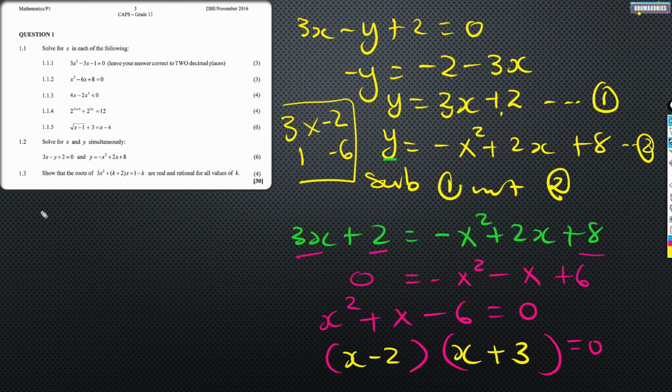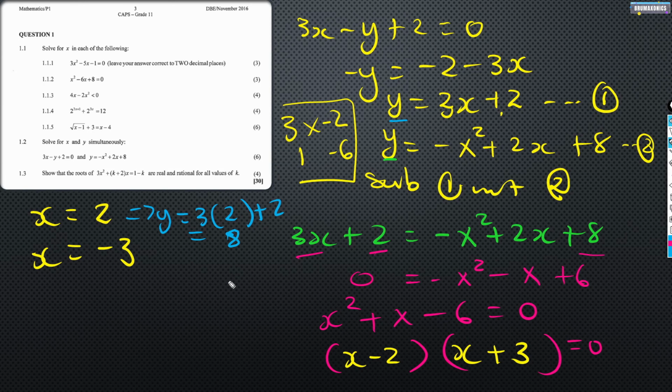So now we can come here and say x is equal to 2, and then x is equal to negative 3, right? So remember, we are not done. We need to find the y values. So this implies that y is equal to 3 times 2 plus 2, and this is equal to 6, then 8, right? So this will equal 8.